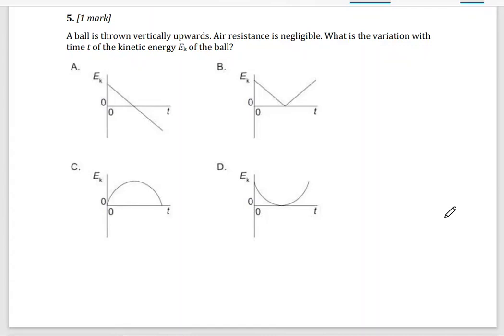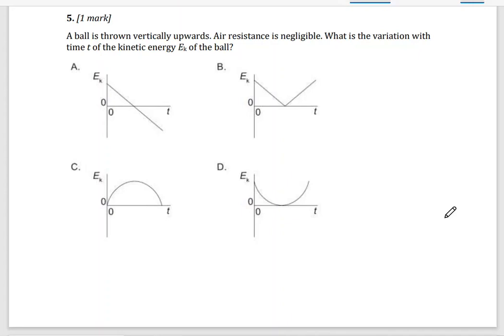We reach question number 5 from the document. The document has more than around 84 questions, so we cannot solve all of them. I'm going through the challenging questions, the ones that I see you will have difficulty solving. The rest of the questions, you already have the solution. I shared the solution with you on Google Classroom.